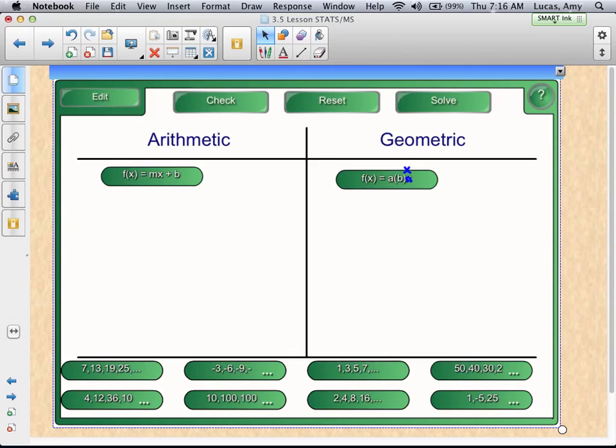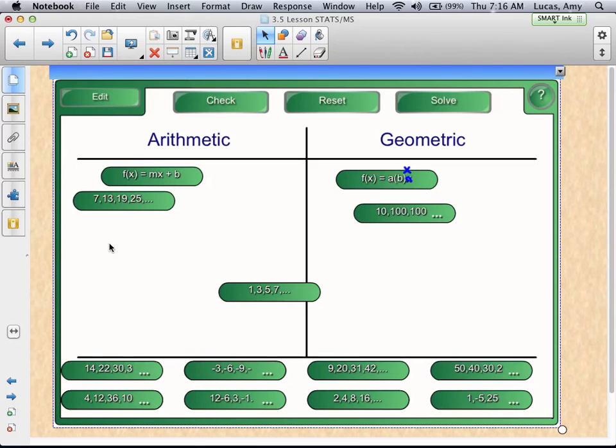Now looking down at the bottom, there are 8 sequences down here, so I'm going to look at them and see if I can determine what kind they are. This first one that I'm moving is going up 6 each time, so it's arithmetic. The next one I'm going to do, if I click on the dots, it scrolls for me. So this one is times 10 each time, so it's geometric. This one is just going up 2 each time, so it's arithmetic.